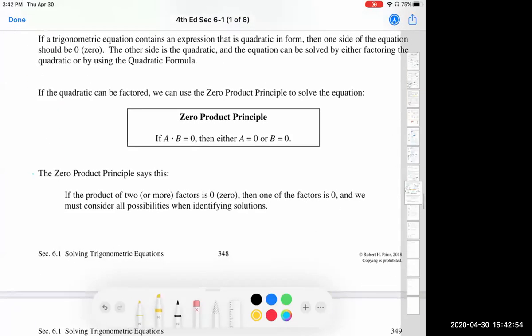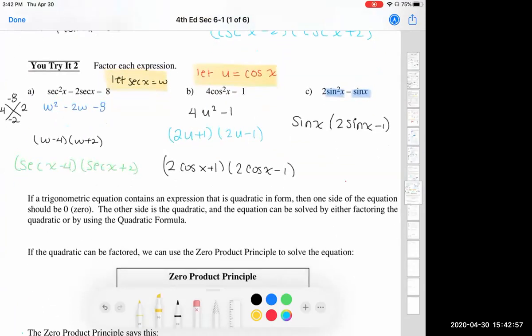Can you walk me through that last one again? See? Yeah.